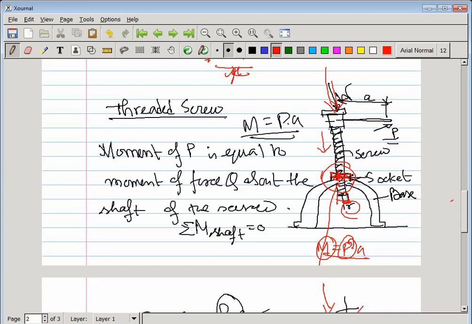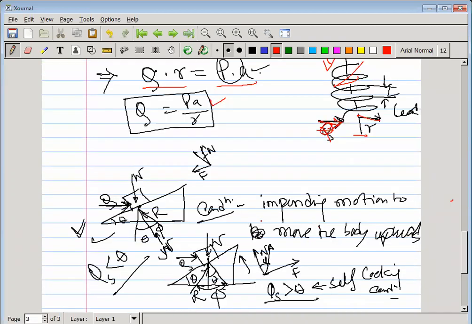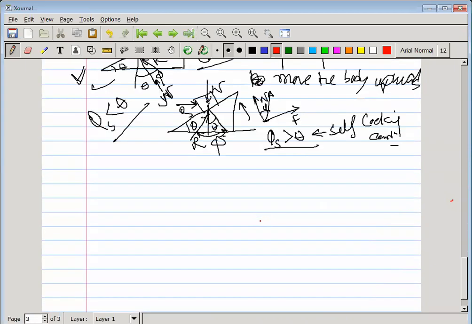It means if we do not apply any force, P, and suppose this W is also there, still the thread does not move automatically downward. So that is called self-locking, means automatically locked. So what is the condition for that? What is the condition for self-locking?